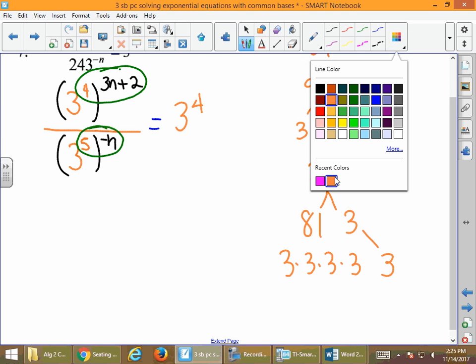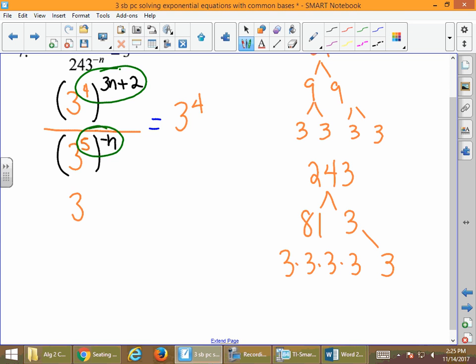So this becomes 3 to the 4 times 3n, which is 12n. 4 times 2 is 8. Down here in the denominator, 5 times -n is -5n. And that still equals 3 to the 4th.